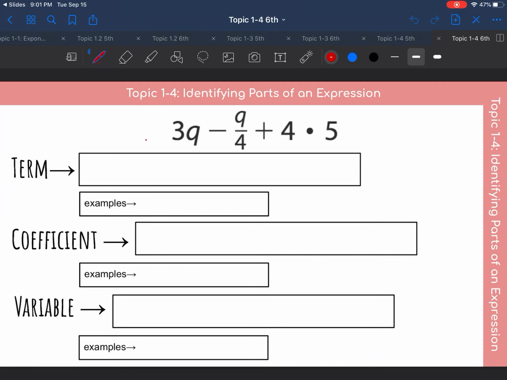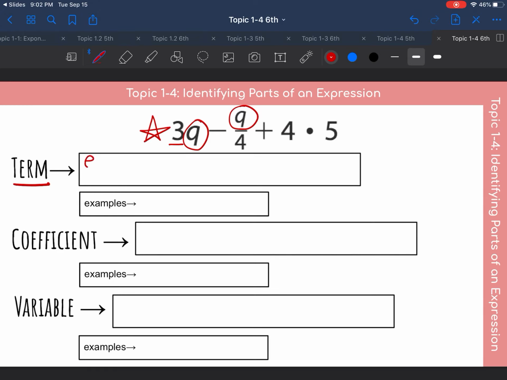All right, so this right here, we have an expression listed. And this expression has numbers, but it also has variables as well, which means that they stand for an unknown. All right, so there's some definitions we're going to go over today, and basically, it's all about identifying different parts of expressions. So the first definition is called a term.